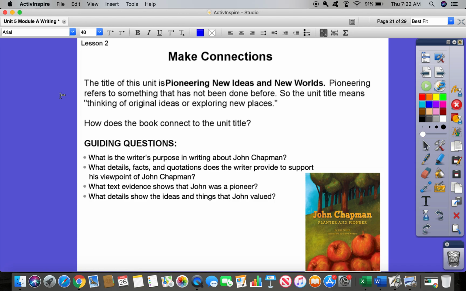So how does the book connect to the unit title? Let's look at some guiding questions to help us. What is the writer's purpose in writing about John Chapman? What details, facts, and quotations does the writer provide to support his viewpoint of John Chapman? What text evidence shows that John was a pioneer? And what details show the ideas and things that John valued?